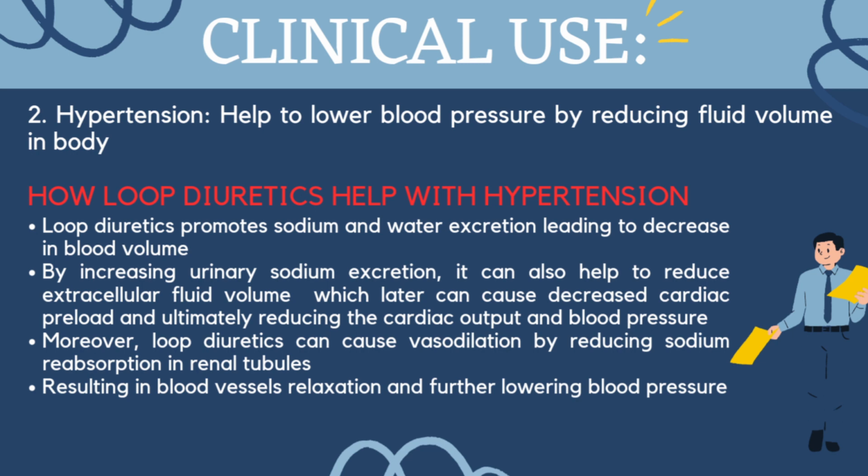How does loop diuretic help with hypertension? Loop diuretic will promote excretion of sodium and also water, leading to a decrease in the blood volume. By increasing urinary sodium excretion, it can also reduce the extracellular fluid volume, resulting in decreased cardiac preload, which is the amount of blood returning to the heart, and ultimately reducing the cardiac output and also blood pressure.